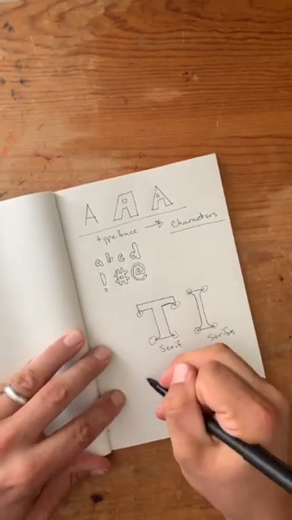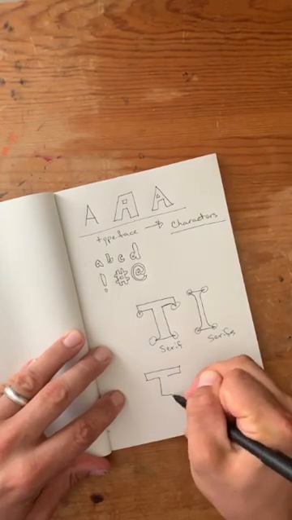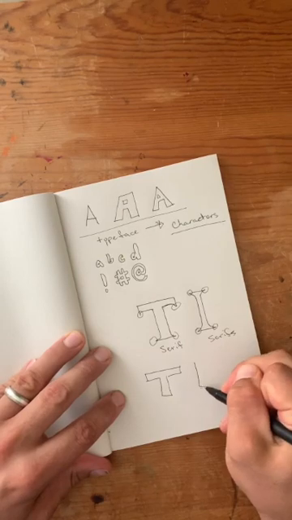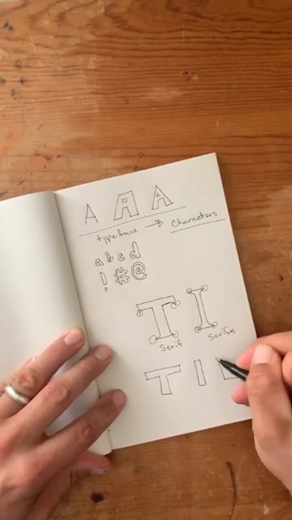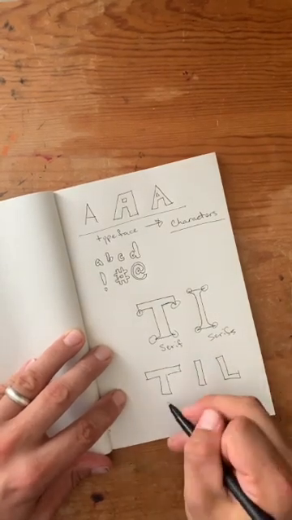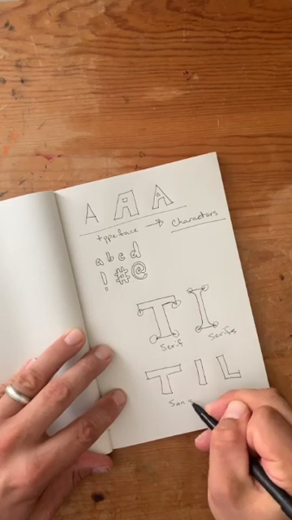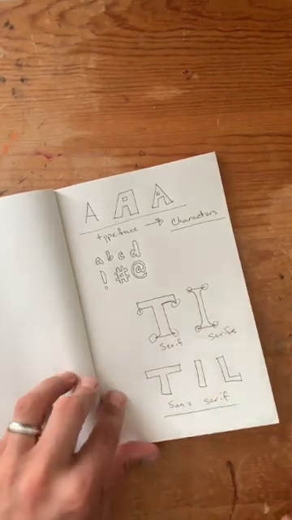Now, if we were to do just this boxy T and the boxy I, maybe a boxy L, those have no lines on them. Those are sans serif. Okay?